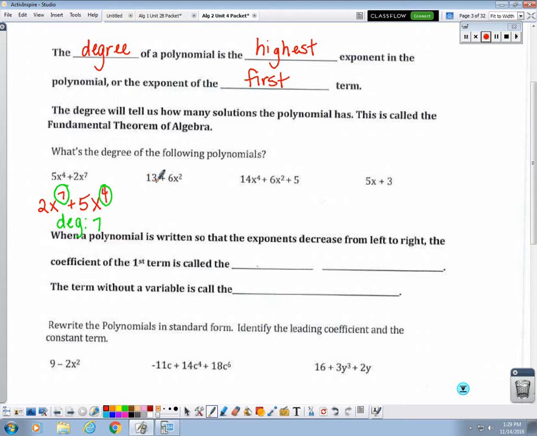Okay, so let's look at this next binomial. When we write it in standard form, it'll be 6x squared plus 13. So how many exponents do we have here? Guys, how many exponents do we have? So that exponent is obviously the highest, and that's degree 2. Okay, go ahead and try these two before I just give them to you.